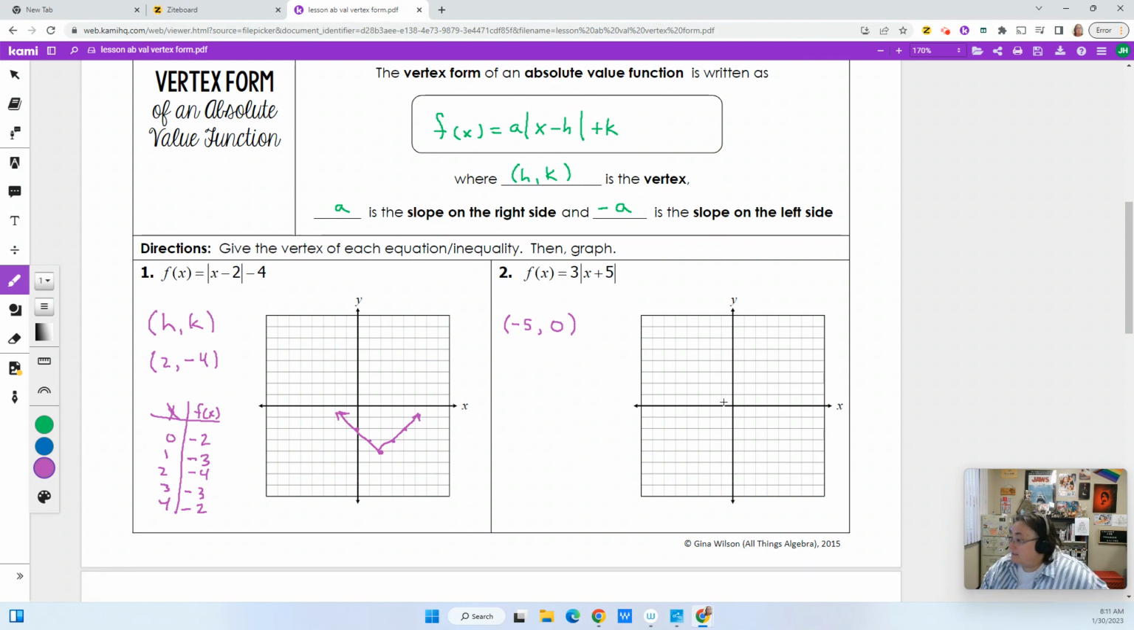Our vertex is at -5, 0. It's right on. It's a terrible looking point, but you can see it. You can't miss it, right? And then we can do our graph again.